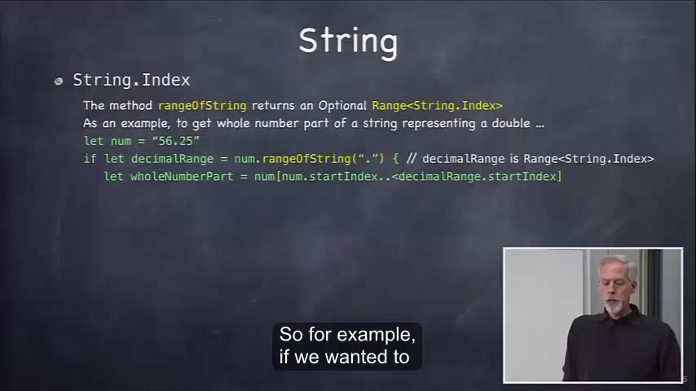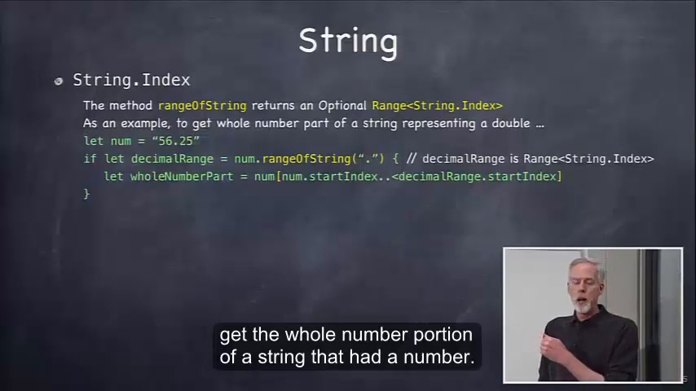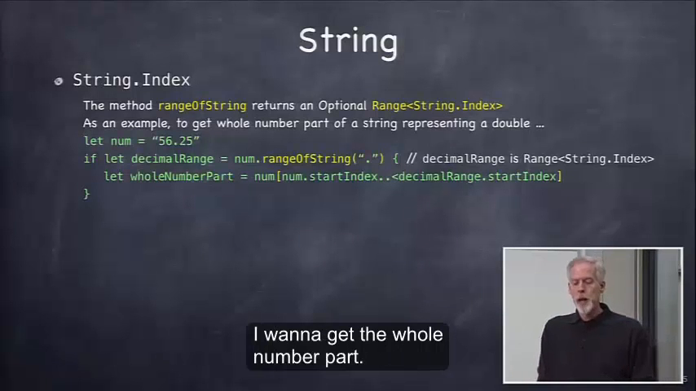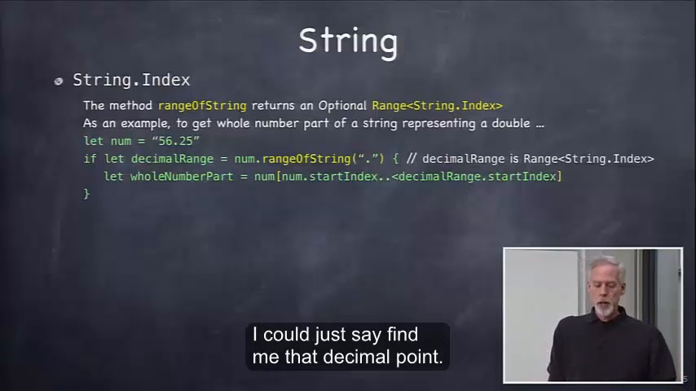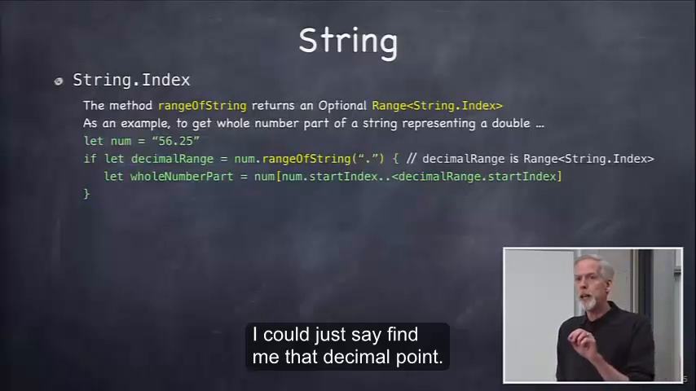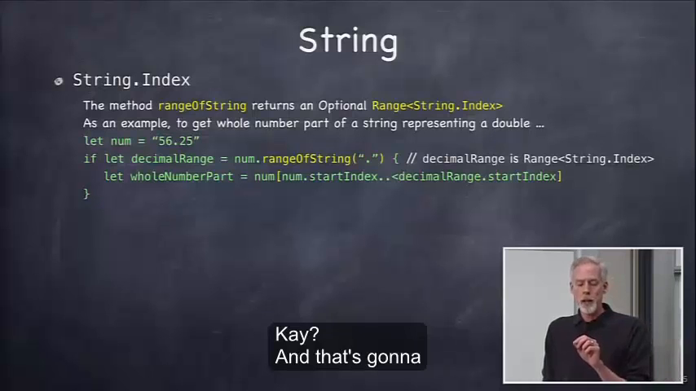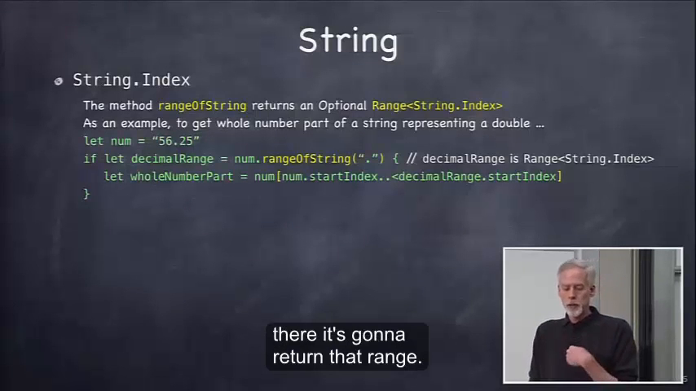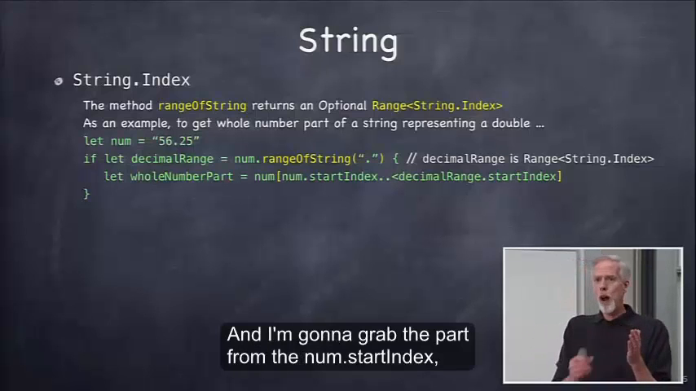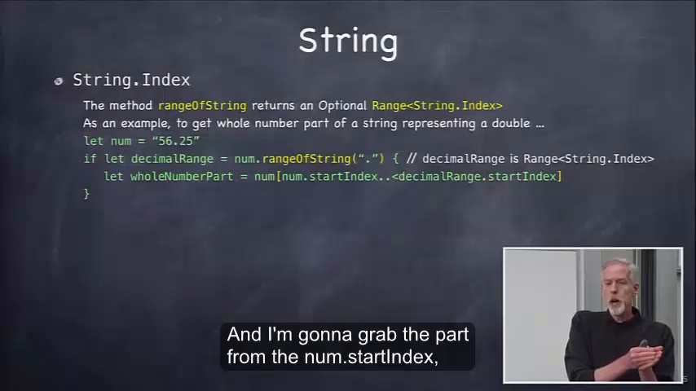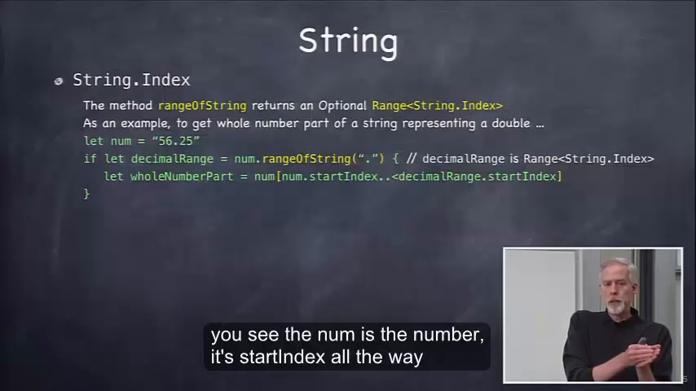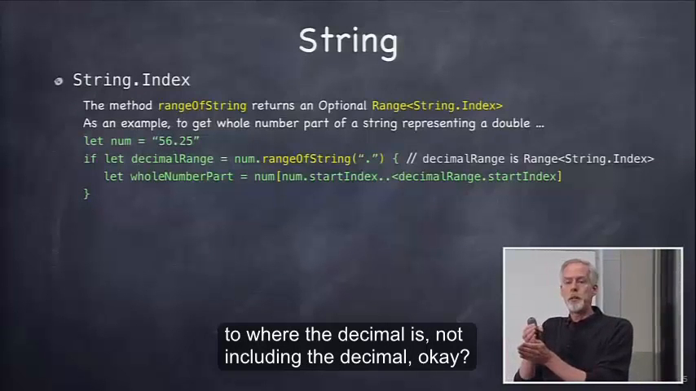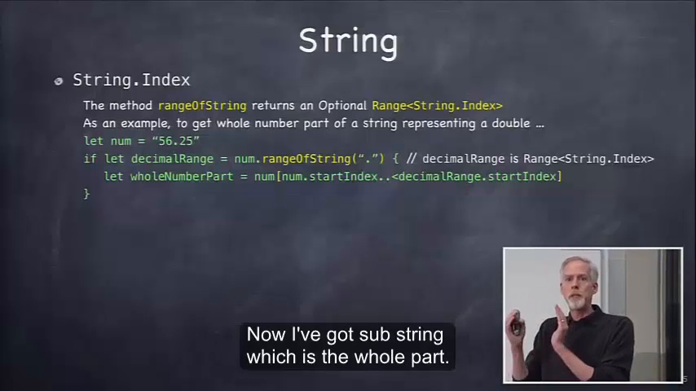So for example, if we wanted to get the whole number portion of a string that had a number, let's say I have 56.25 as a string, I want to get the whole number part. I could just say, find me that decimal point, and that's going to return a range if it can find it, if there's a decimal point in there. And I'm going to grab the part from the num's startIndex, the num is the number, all the way to where the decimal is, not including the decimal. Now I got the substring, which is the whole part.